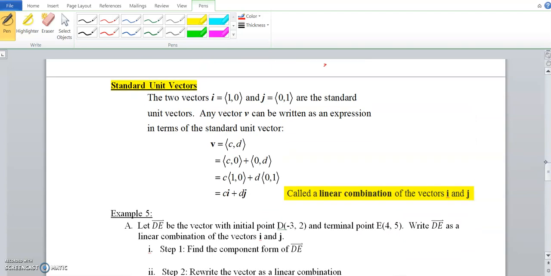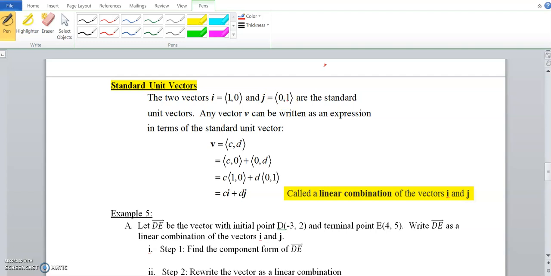What I'm going to show you here in the rest of the notes for this section is that we start with this vector i. Vector i itself, in component form, says we start at 0, 0 and go over to 1, 0. j is kind of the opposite. It starts at 0, 0 and goes to 0, 1.